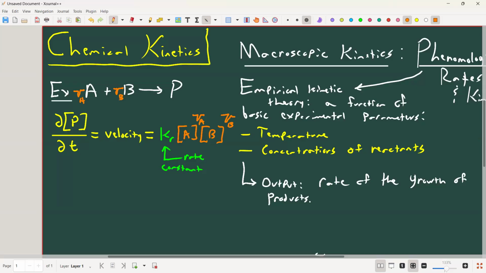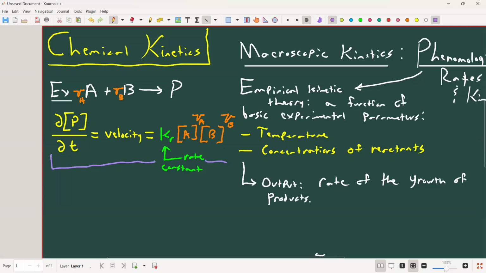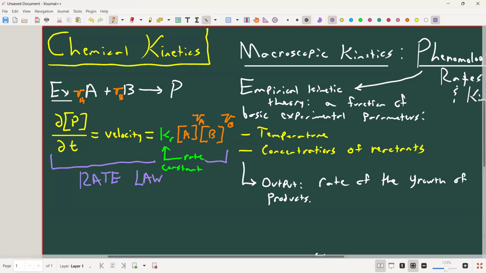So the thing we're going to focus on today in particular is this. We don't worry about what we call the rate law. This is what we call a rate law. We're not going to worry about the rate law. We'll come back to rate laws next class. Instead, we need to have some physical understanding of the number that really matters, which is KR.